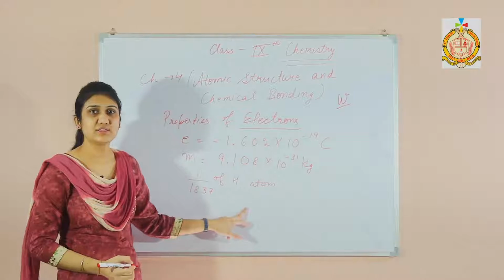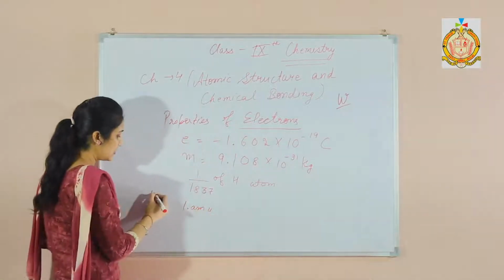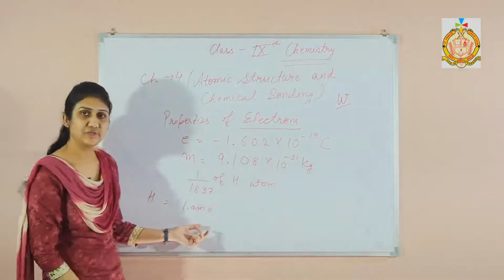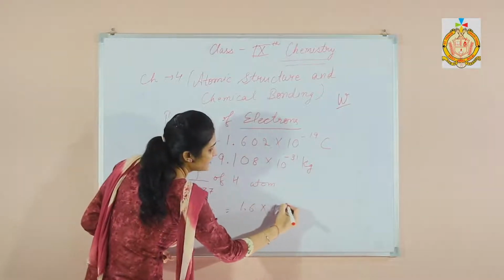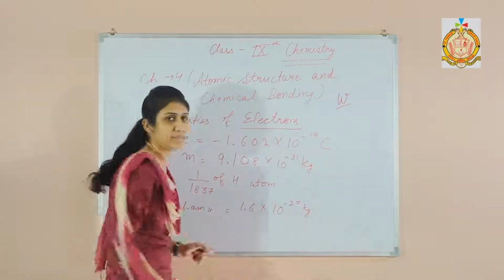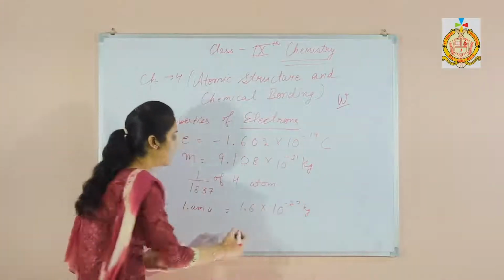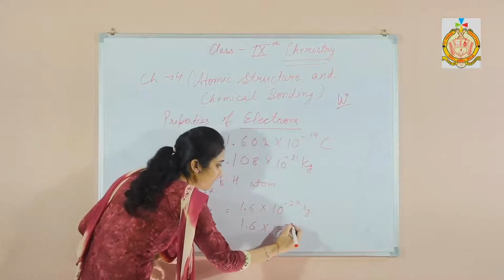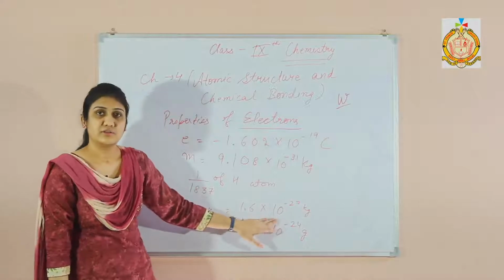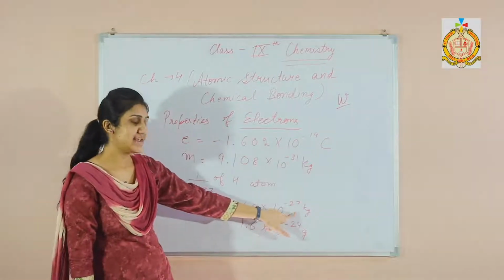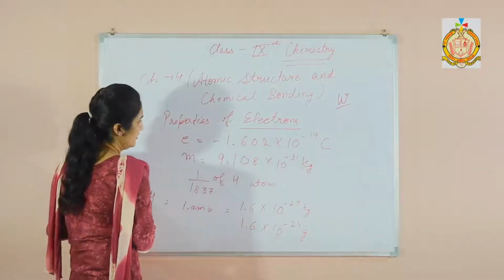A hydrogen atom has the mass 1 AMU. 1 AMU is the mass of the hydrogen atom, and the value of 1 AMU is about 1.6 into 10 raised to power minus 27 kg. In your book it is written that 1.6 into 10 raised to power minus 24 gram. It means the same because we are dividing by 1000, so the power would be 27 in case of the kg. So these are the properties of the electron.